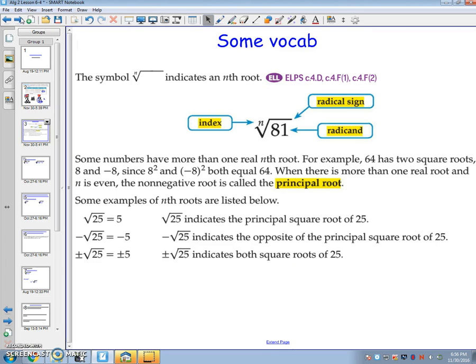Here's some vocabulary. That number right here, right above the square root, is the index. So there's a 2 there for square root, there's a 3 there for cube root, 4 there for fourth root. That tells us how many we need in the group. Then the radical sign is that square root sign they always use, and the radicand is the number inside.